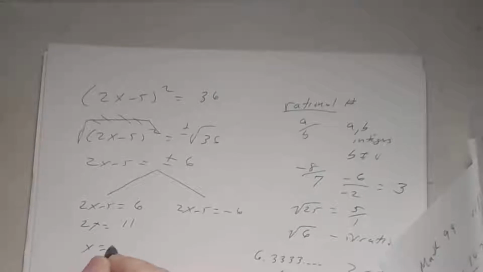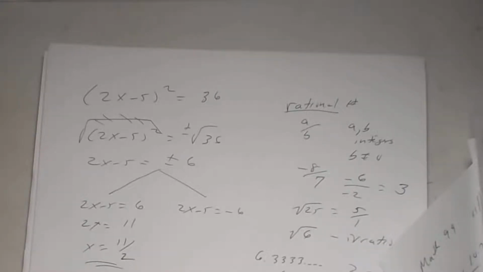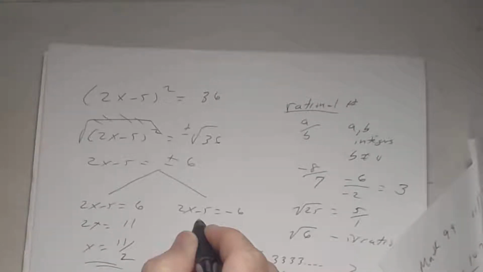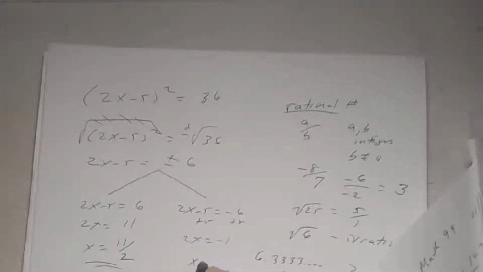So what's x? 11 over 2. So that's one of your solutions. So it's rational, right? Yes. Over here, when I add 5 to both sides, I get 2x equal -1, so what's x? Negative 1 over 2. All right, so those are your solutions.